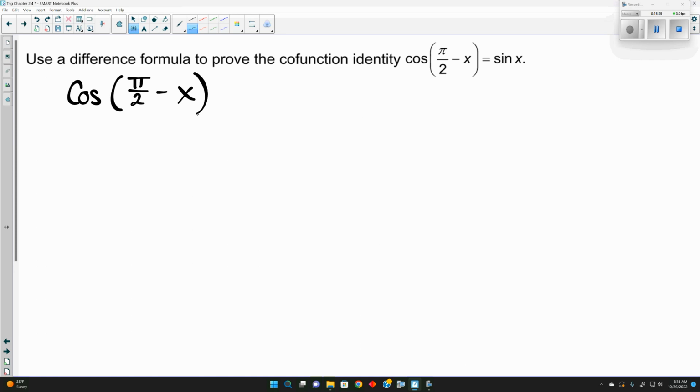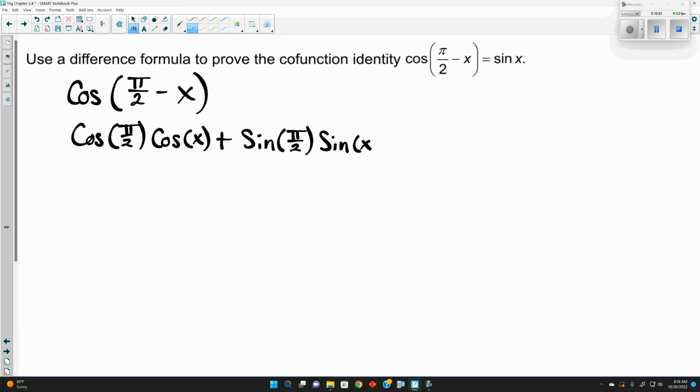Now, what we're trying to show is that cosine of pi over 2 minus x is the same as sine of x. This is one of our cofunctions. Now, for this here, the difference with cosine is really telling us that we have cosine of pi over 2 times cosine of x plus sine of pi over 2 times sine of x.